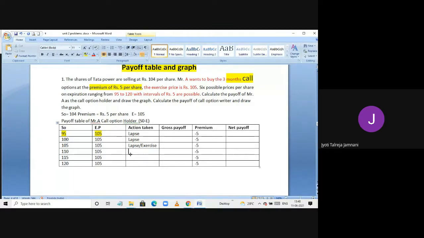Fourth case. 110 minus 105. That is S0 minus E. What is the gain? 5 rupees. If there is a gain of 5 rupees, what will he do? He will exercise the option.